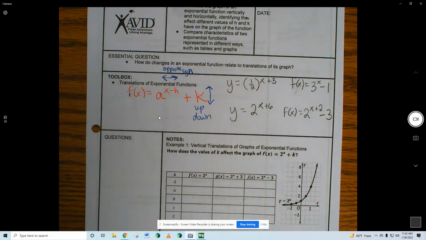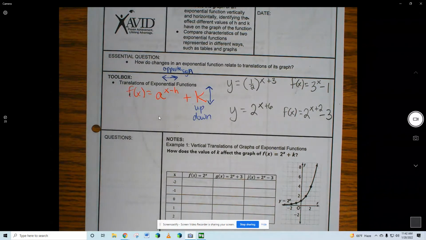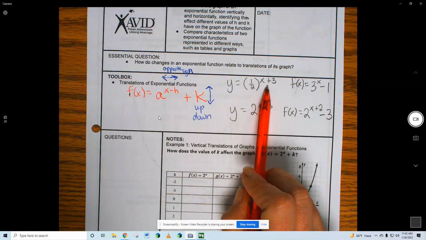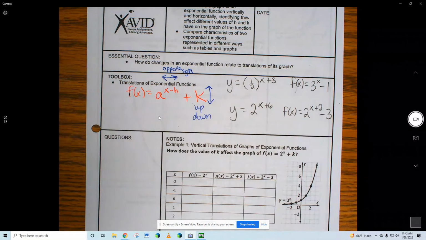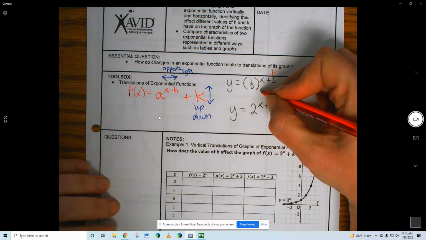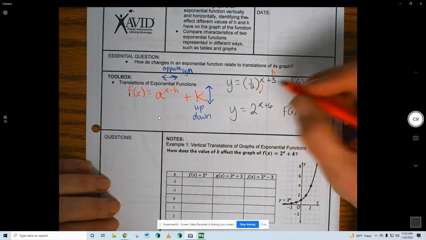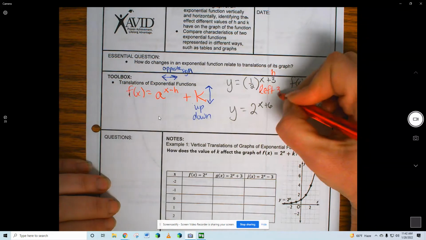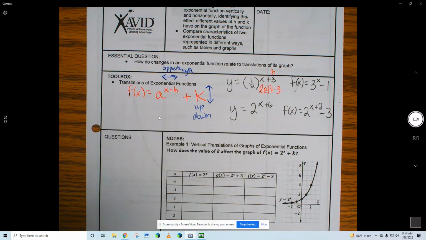Okay. I want to describe what's happening, talk about it. So, what would an x plus 3 in the exponent position be? Look on the board. This is an h, you guys. This is my h. Oh, left 3. Oh, wait. Right 3. What is it? Left 3. It's left because it's the opposite sign. You were right. No, left, guys, left.